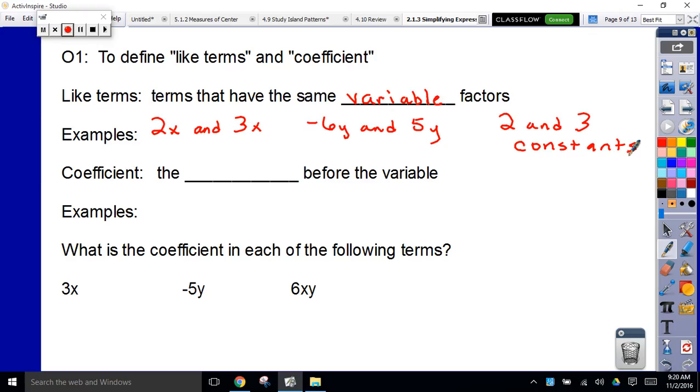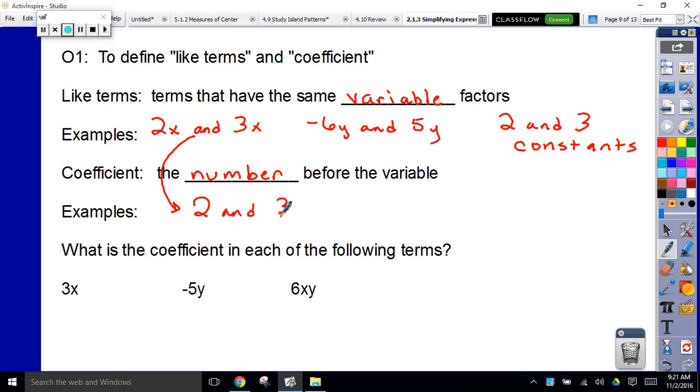Coefficient is the word we use for the number before the variable. So if we look at our first example up here, the 2x and 3x, I'm just going to draw an arrow down here. The coefficients are 2 and 3. We have a 2 in front of the x, that's the coefficient. We have a 3 in front of x, that's our coefficient here.